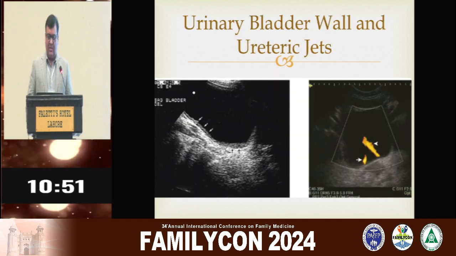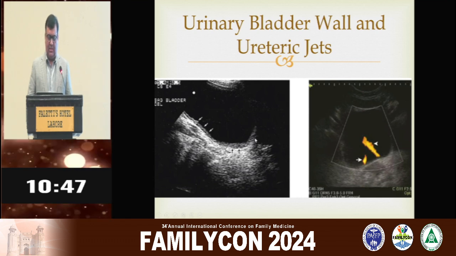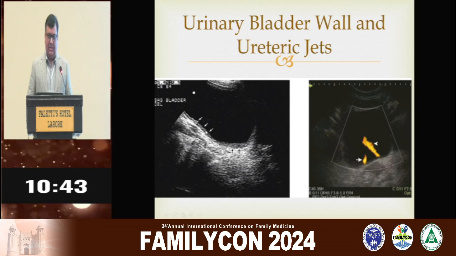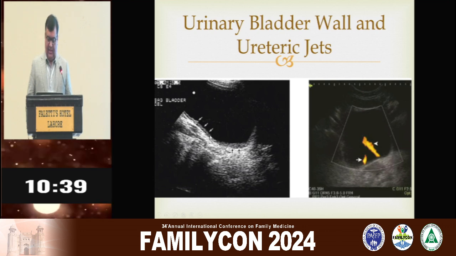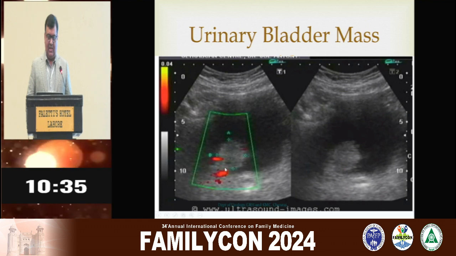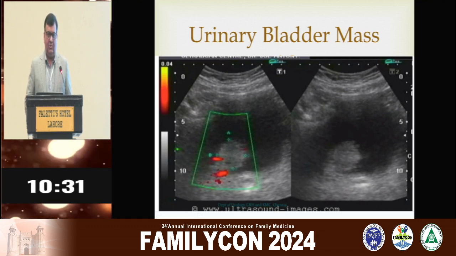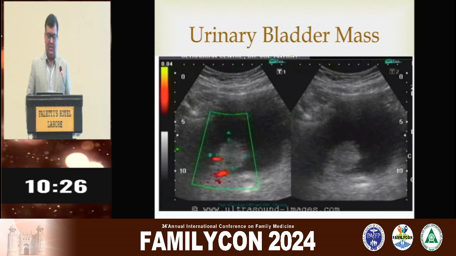On Doppler ultrasound, you can see ureteric jets, just to exclude obstruction. And this is how bladder wall thickening and trabeculation appear on ultrasound. This is the diffuse wall thickening, and then this is focal wall thickening. This is how bladder masses project into the urinary bladder lumen. Sometimes you can see hematomas, but there is always a history of hematuria.